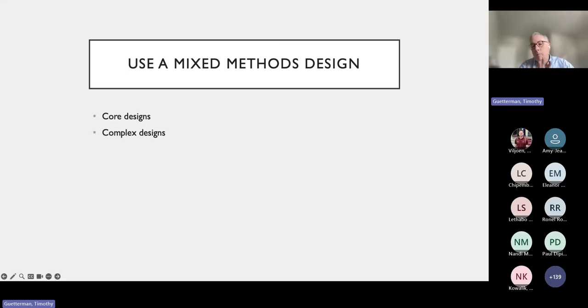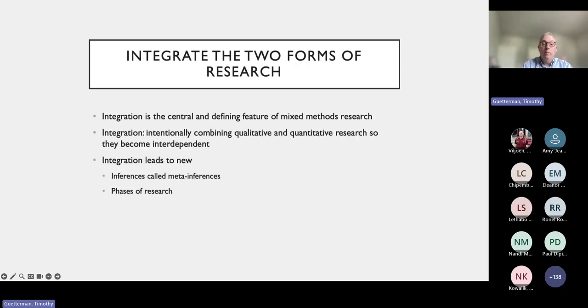But I'll pause for now because we'll get into designs in a lot more detail very soon. So next, and this is really kind of the biggest one, is the integration of the two forms of research. Integration is what's critical to mixed methods. It's what I'm going to focus the rest of the talk on. It's the central and also the defining feature of mixed methods research.